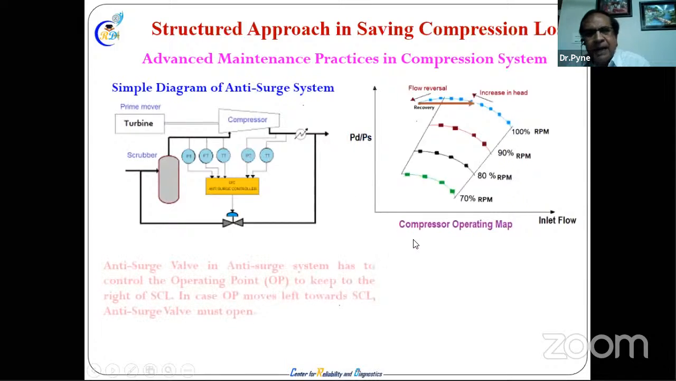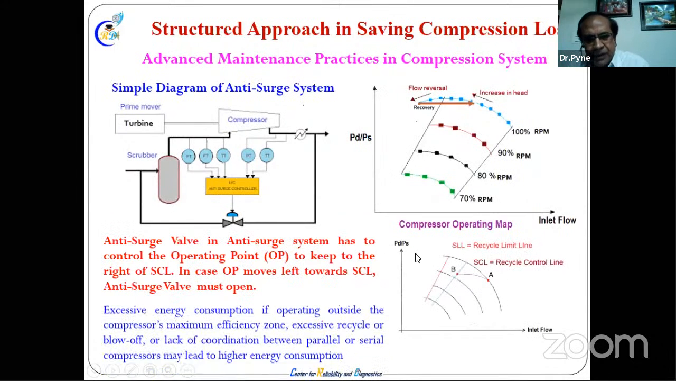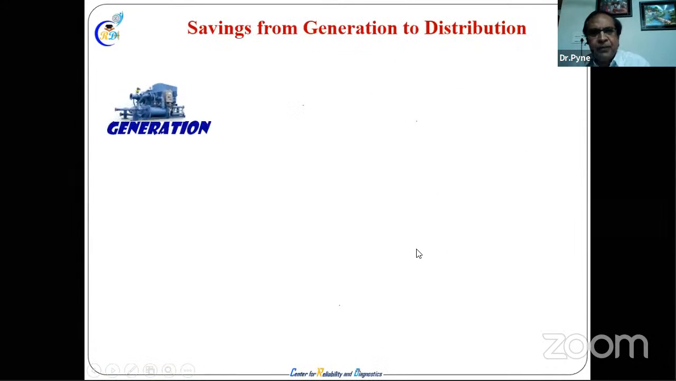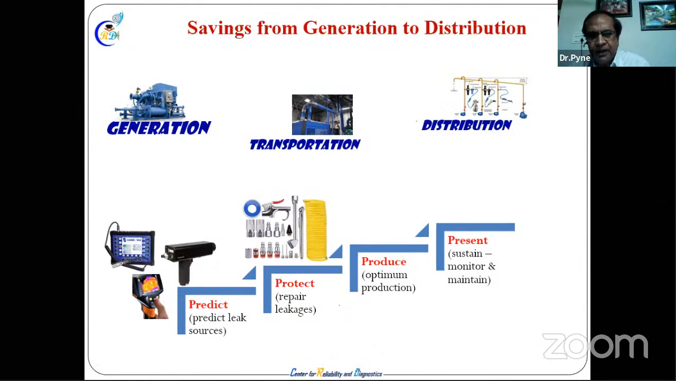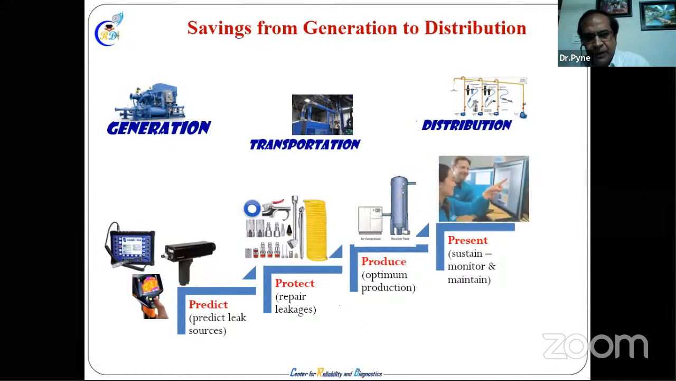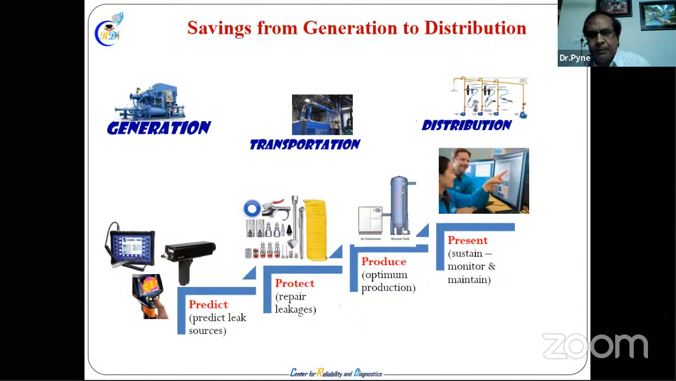So this is the simple diagram of anti-surge systems. Okay, I will not go into details on this. And everywhere possible, in generation, transportation, distribution, everywhere we can get energy saving. Generation also of the compression, transportation, distribution, everywhere it is possible.